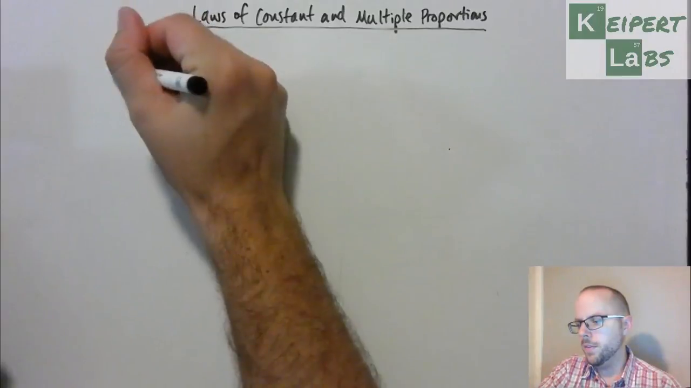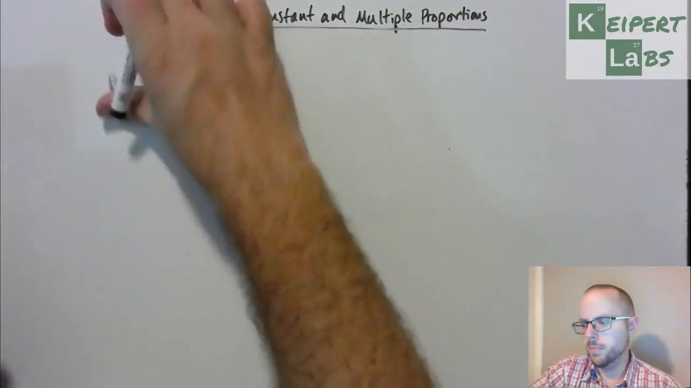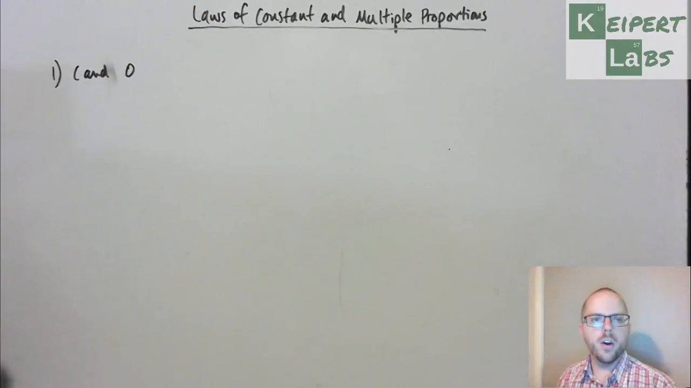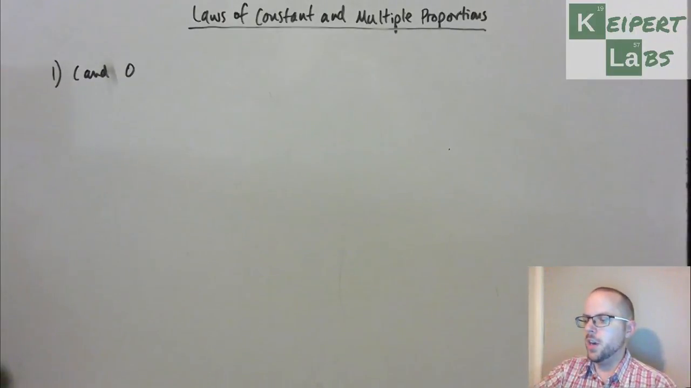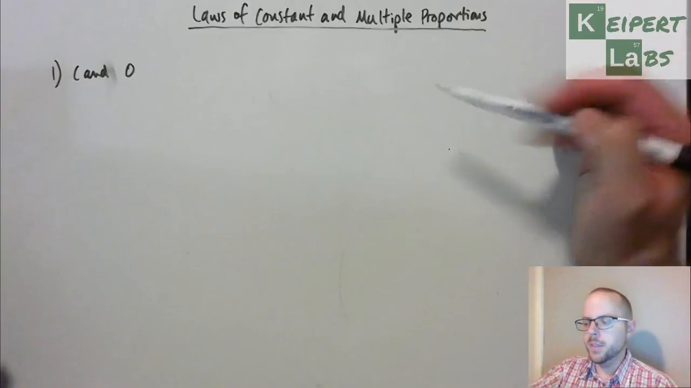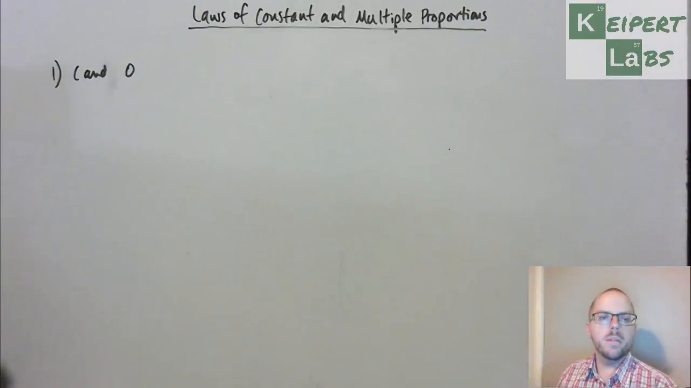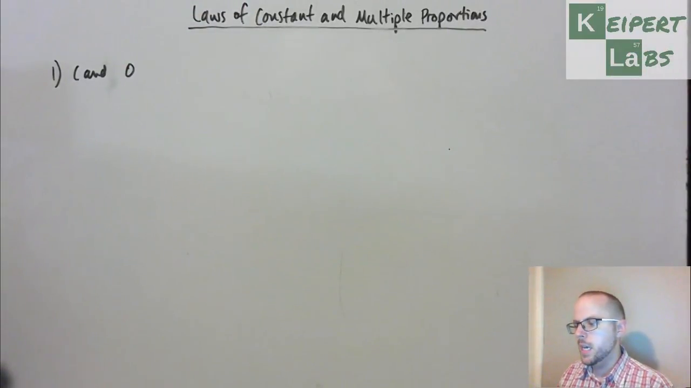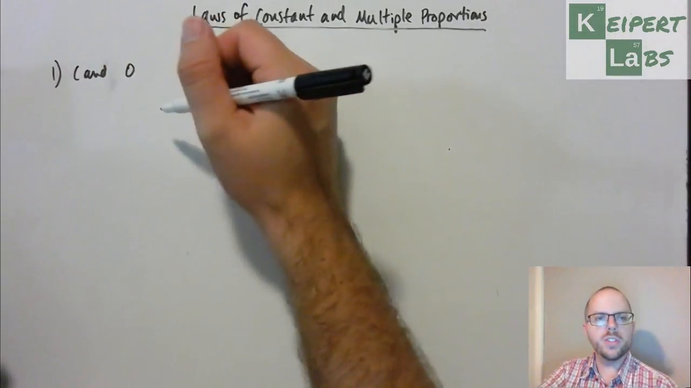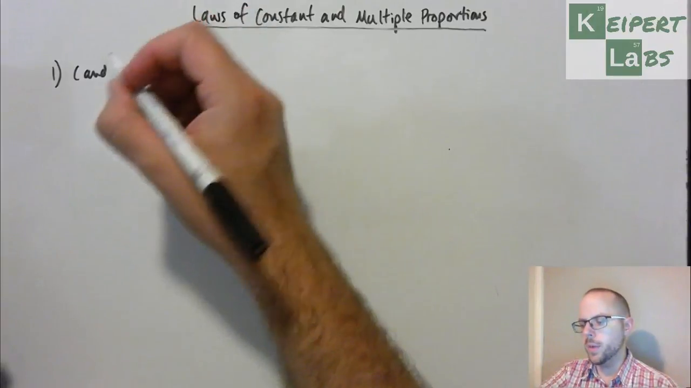The first thing that we're going to look at is compounds containing carbon and oxygen. Now what we know, and this is what we're building towards with this idea of the law of multiple proportions, is that some elements will combine together in different ways to make more than one compound. So here's something that we're presented with.